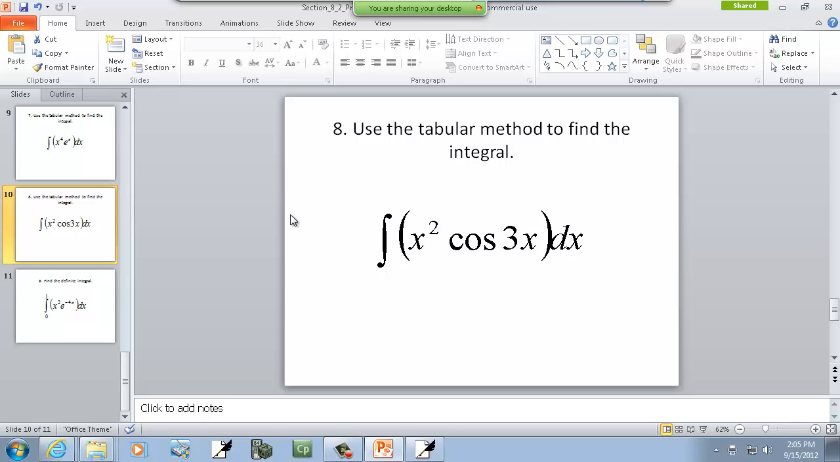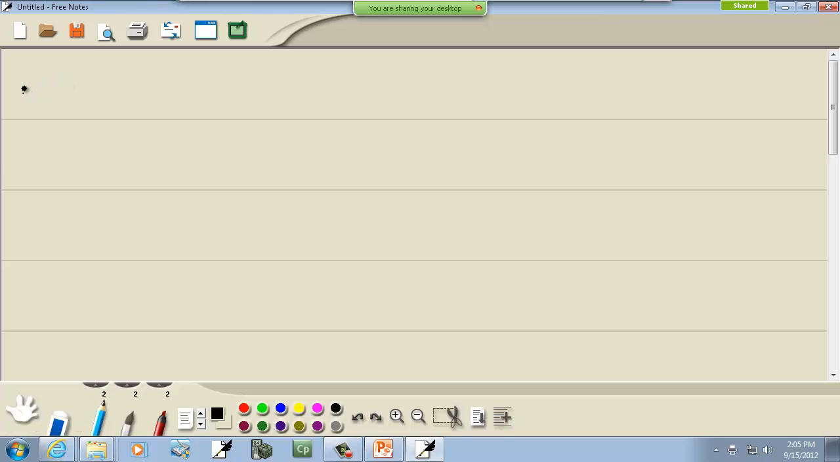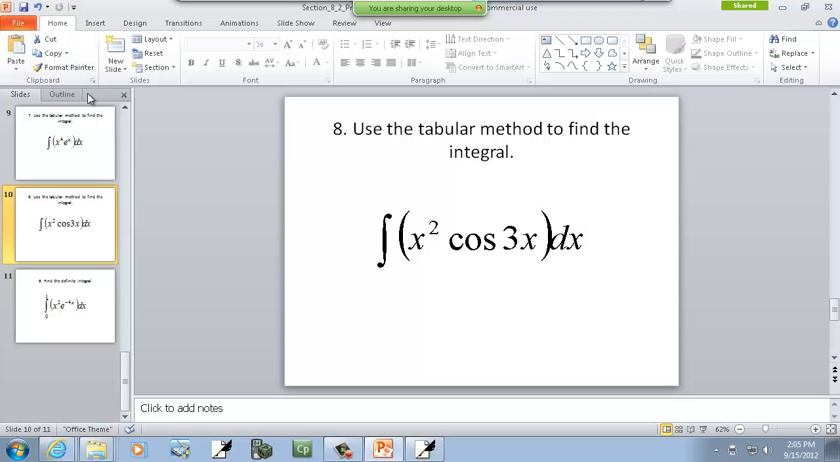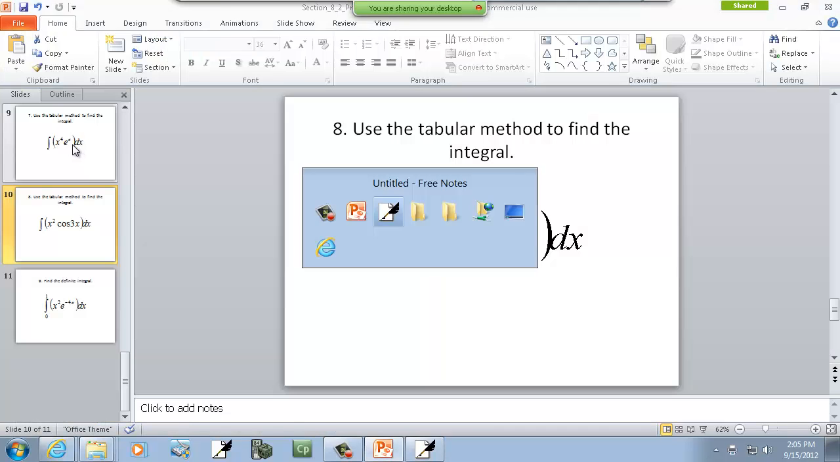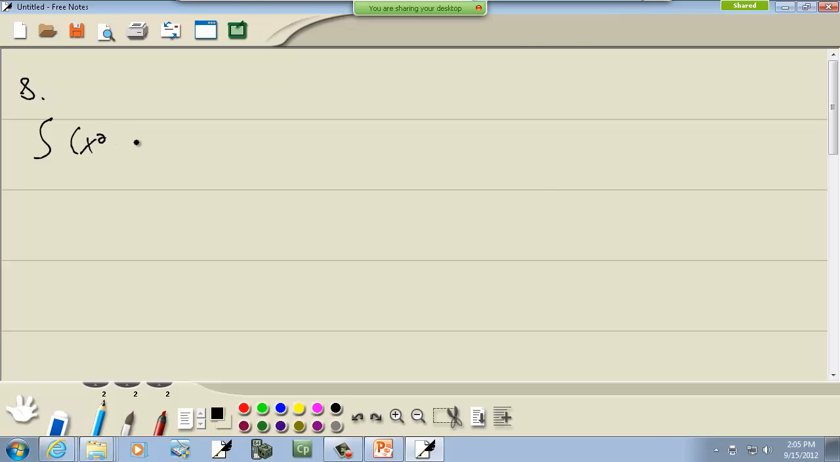Okay, so let's look at another one of those. Got the integral of x squared cosine 3x dx. Now let's do our table. S, D and then I. Okay, so this will be a plus.